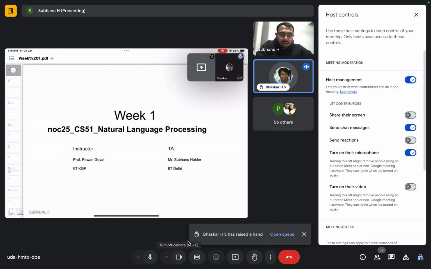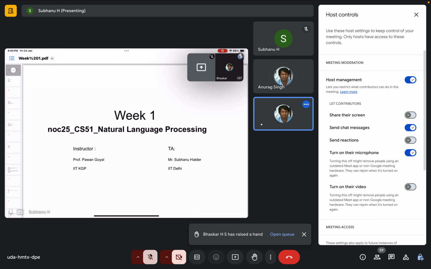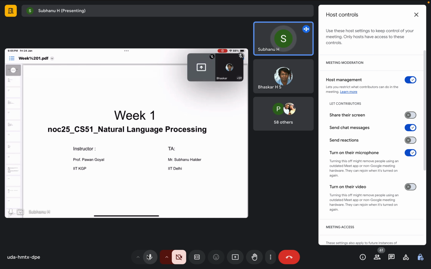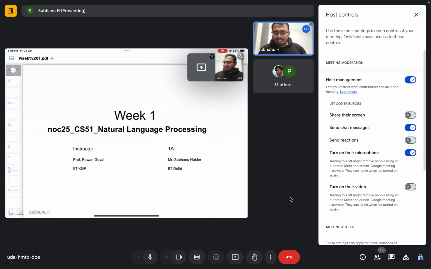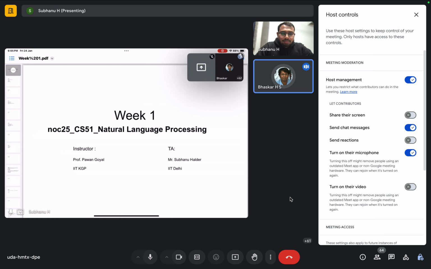Sir, I'm audible? Yes, hi Bhaskar, you are audible. Sir, this is Bhaskar here. I'm working as an assistant professor in Government First Grade College, KGF, Karnataka. I joined this course because I was quite interested in NLP, and I was planning on pursuing my research in this particular field. So I wanted to learn more about this topic, and parallelly I've joined another course on ML, machine learning.